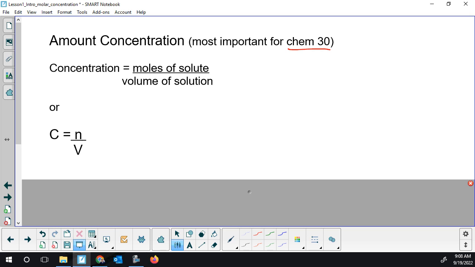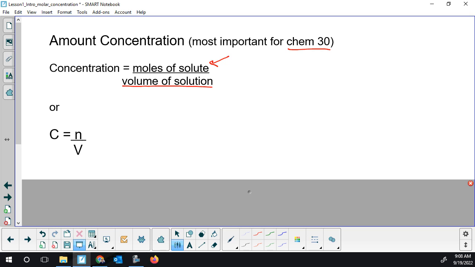So concentration is going to be moles of solute. We might weigh it, but we're going to have to do a mass to moles conversion on the top. And then our denominator isn't the solvent, it's the total amount of solution that we have. And that's going to be our denominator regardless of the type of concentration we do.